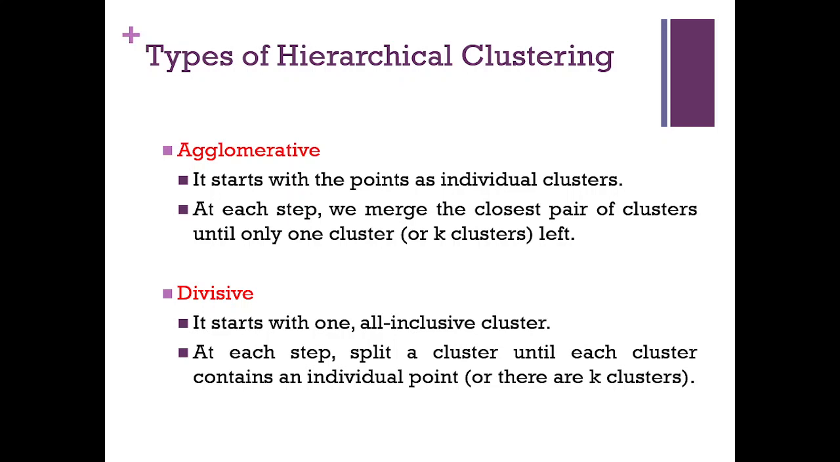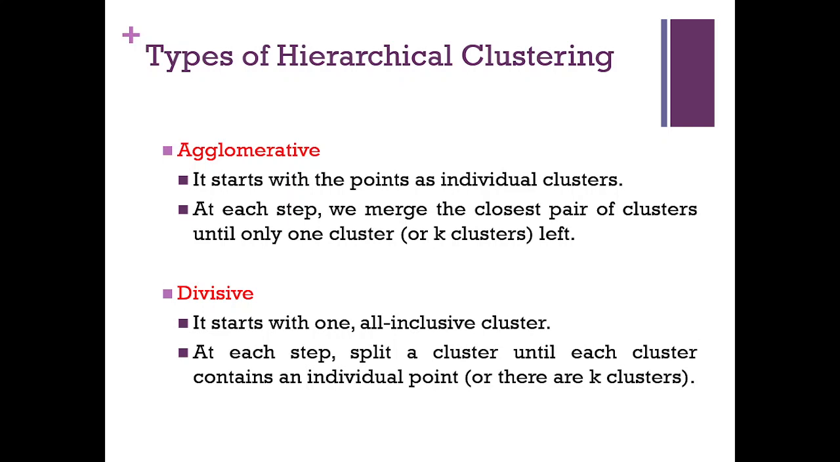Now there are various types of hierarchical clustering. Two basic types: it could be agglomerative or it could be divisive. When we're talking about agglomerative hierarchical clustering, it basically starts with points as individual clusters. And at each step, we merge the closest pair of clusters until only one cluster, or k clusters, whatever k we need, are left. So all the points are initially just individual clusters, and then we keep on merging the closest pair of clusters until we are left with just one cluster. That is agglomerative, aggregation for us.